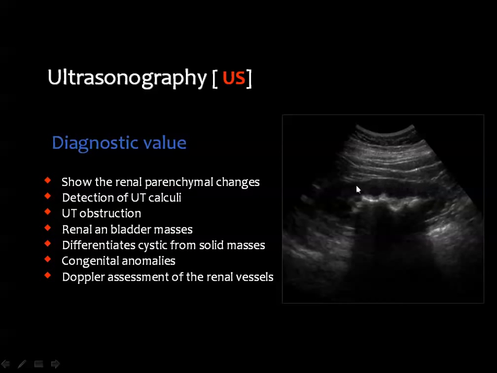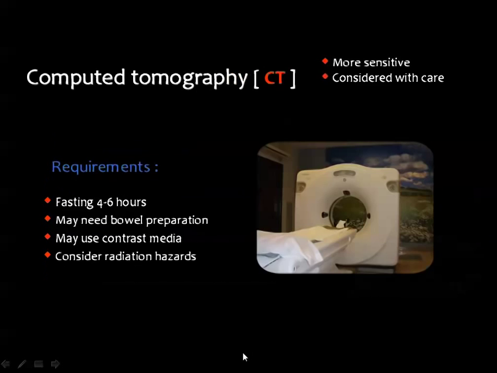This is the normal echogenicity of the renal parenchyma. Detection of renal calculi, and this is a big stone in the pelvicalyceal system with characteristic posterior acoustic shadowing. Also in detection of urinary tract obstruction, differentiation between cystic and solid masses, and assessment of congenital anomalies.